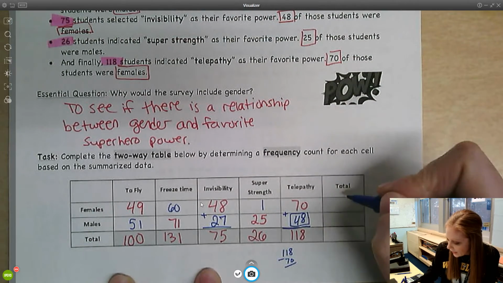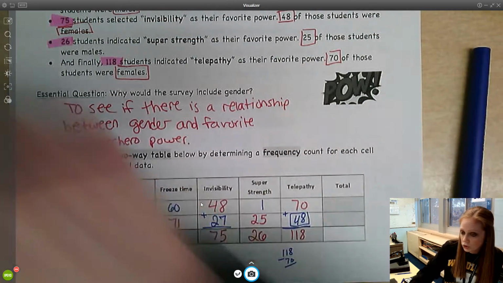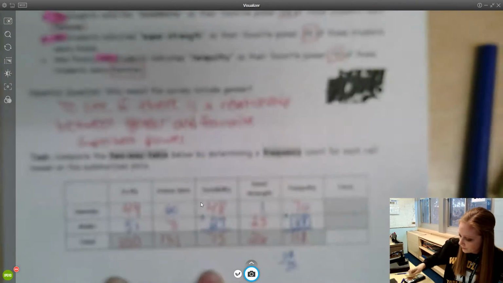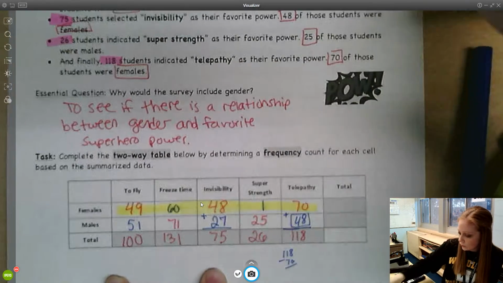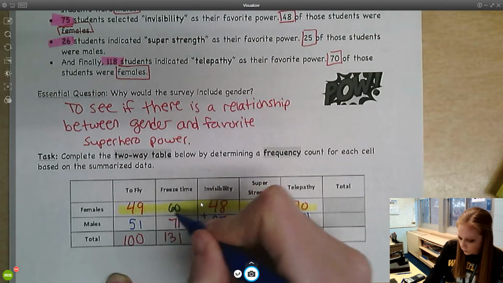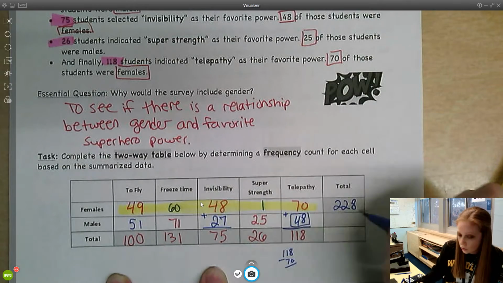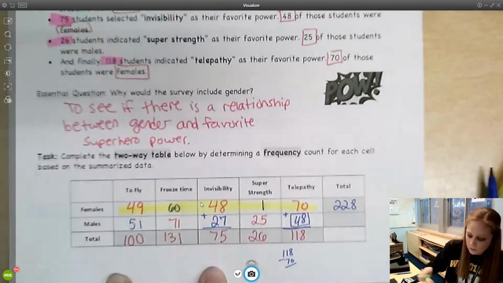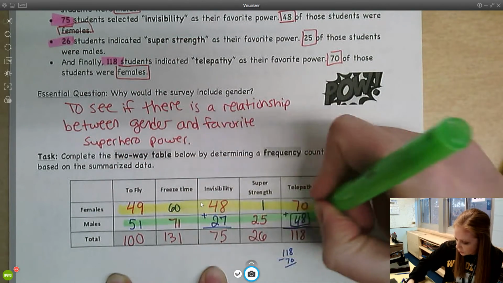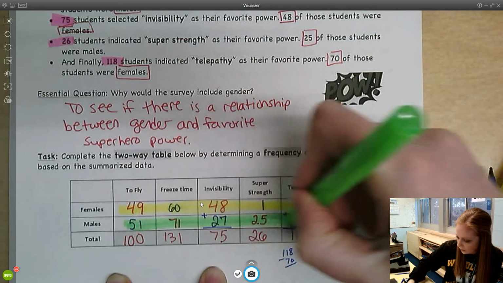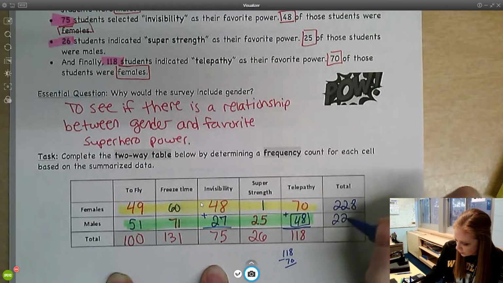Okay, now our other totals. How many total females were surveyed? That's what we're going to put here. So if you look carefully, this whole row is female. So if we add all of those numbers up, we will get our total female. So 49 plus 60 plus 48 plus 1 plus 70 gives you 228 total females that were surveyed. And now to figure out our total number of males surveyed, 51, 71, 27, 25, and 48. These are all of our male votes. So if you add those together, you're going to get 222.